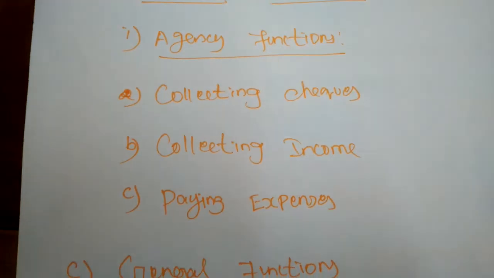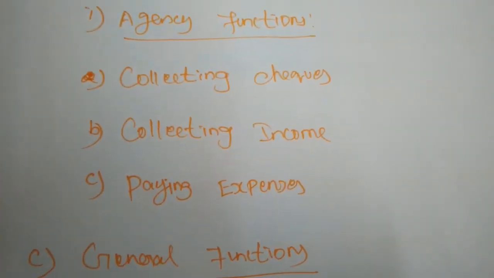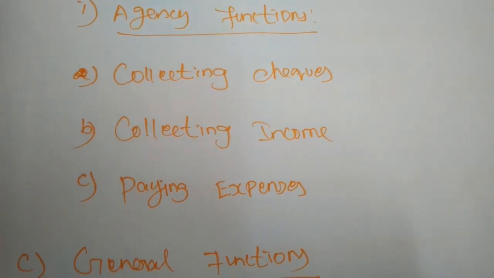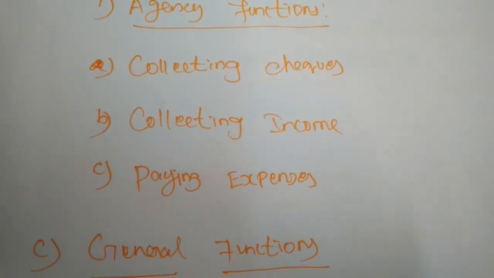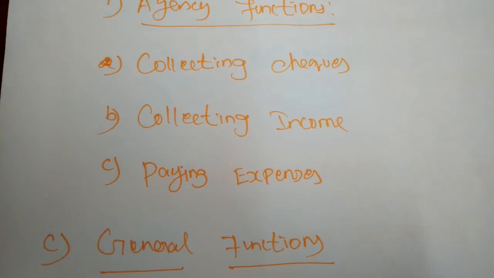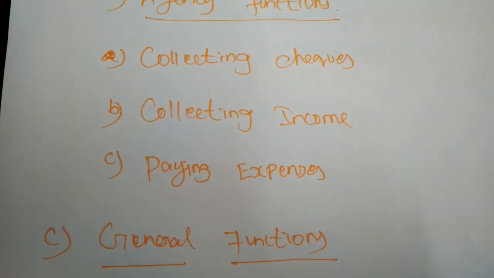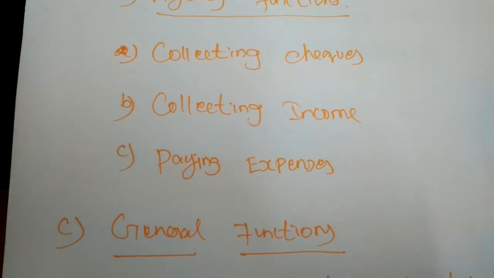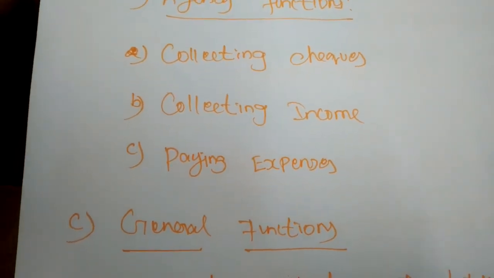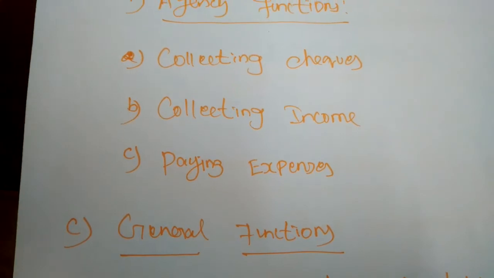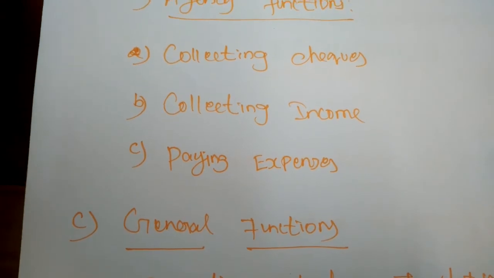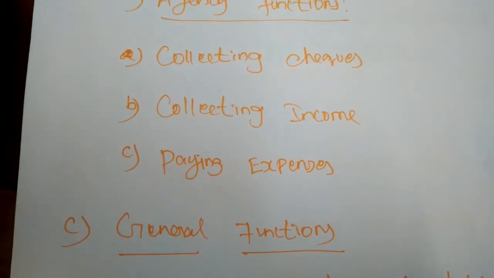What are the functions that have to be conducted and accomplished by the customers? Instead of them, the commercial bank will do that work. First, under the agency functions, the commercial bank will do collecting checks. The commercial banks collect checks and bills of exchange on behalf of their customers through clearing house facilities provided by the central bank.